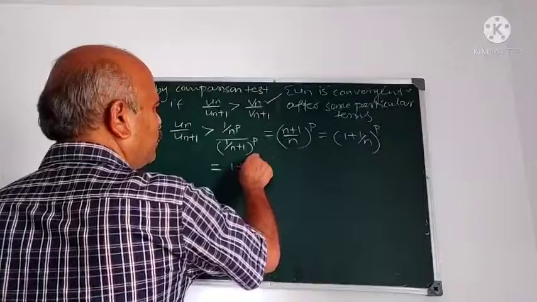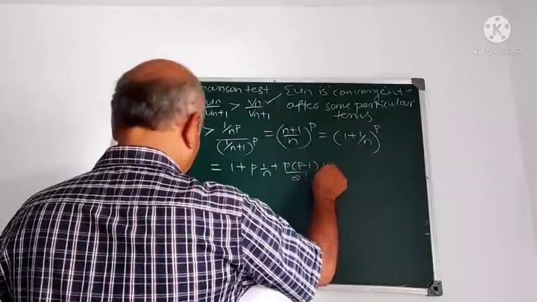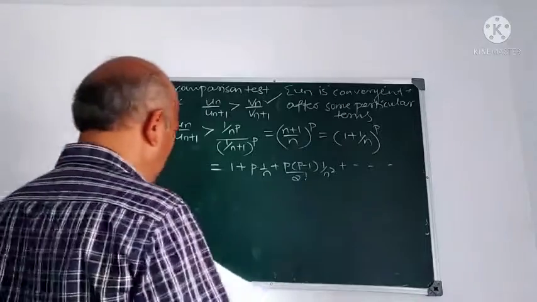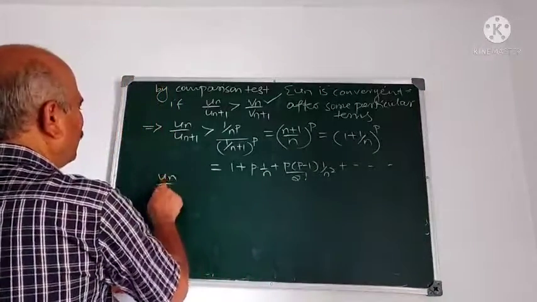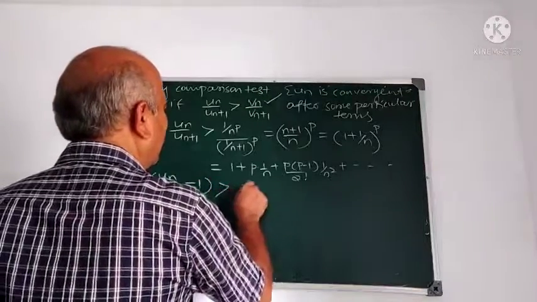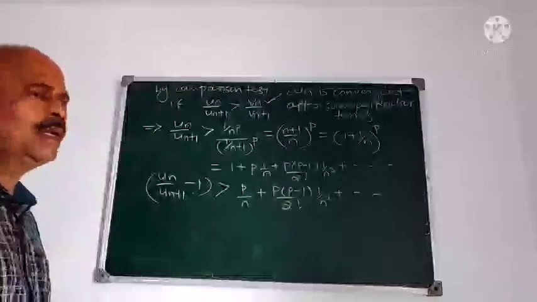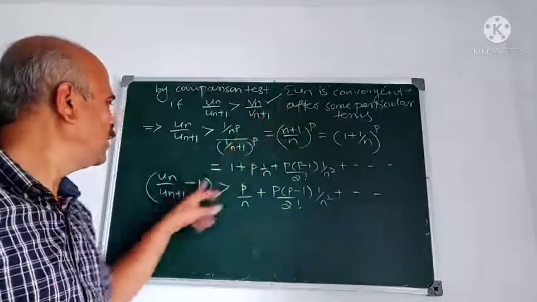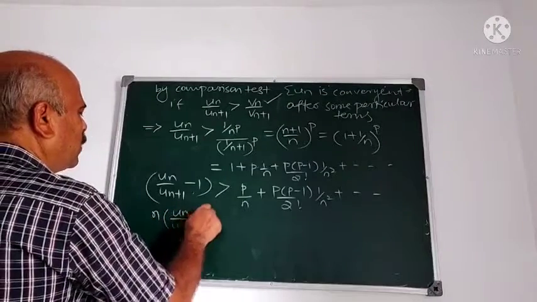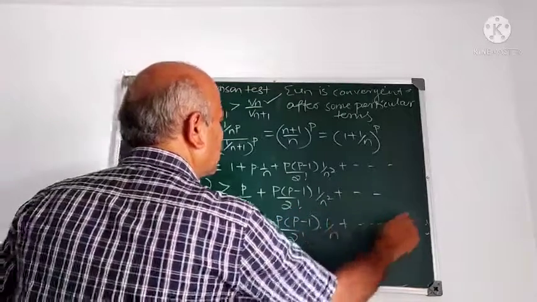What do you get? 1 plus p into 1 upon n, plus p into p minus 1 upon 2 factorial into 1 upon n square plus and so on. P plus 1 terms are there. Therefore, un upon un plus 1 minus 1 is greater than p by n plus p into p minus 1 by 2 factorial into 1 upon n square plus so on. So sigma un converges if un upon un plus 1 minus 1 is greater than this. Therefore n into un upon un plus 1 minus 1 is greater than p plus p into p minus 1 by 2 factorial into 1 by n plus so on.